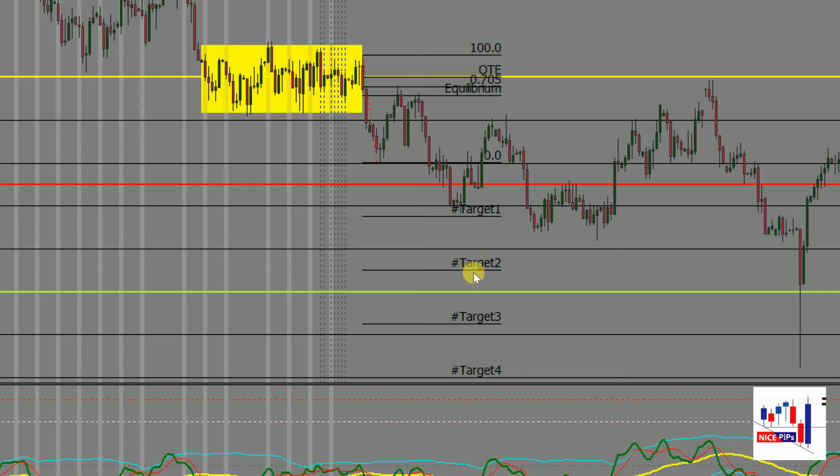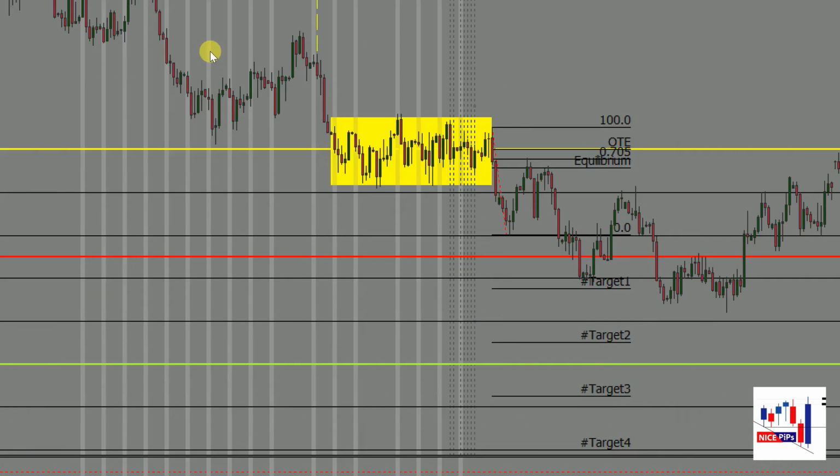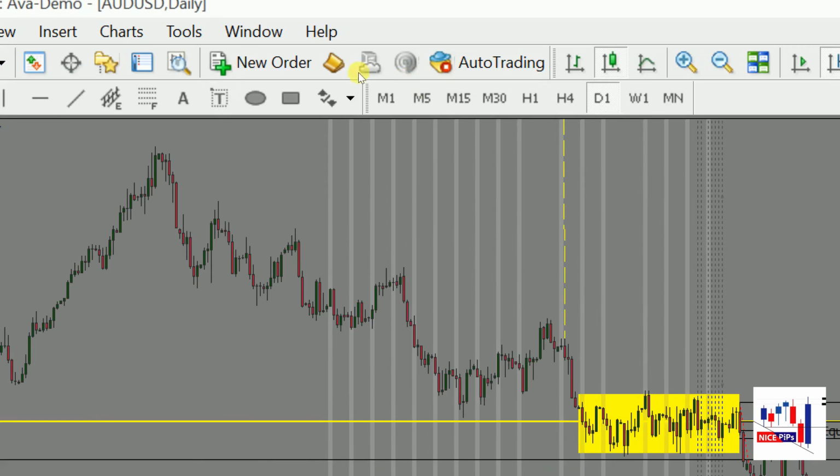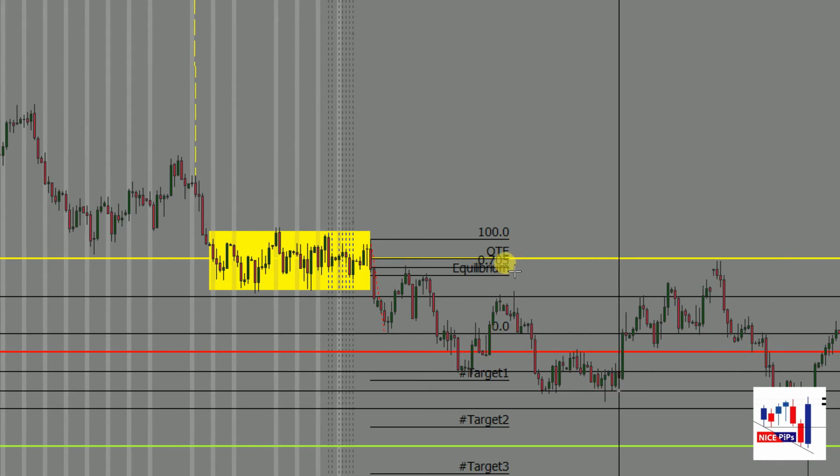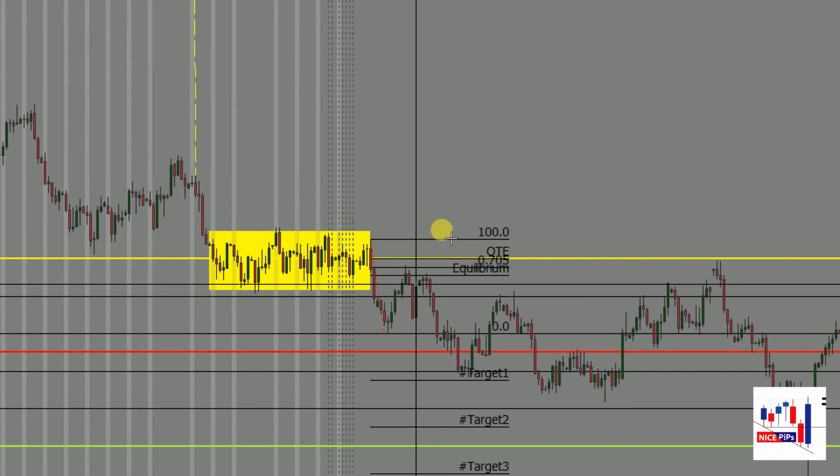Remember, the first target is already hit. Now you are aiming for target number 2, target number 3, and target number 4. And how many pips? Let me do this, just to count our pips from the point of entry. Okay, these are 263 pips. Making sense, right? 263 pips.